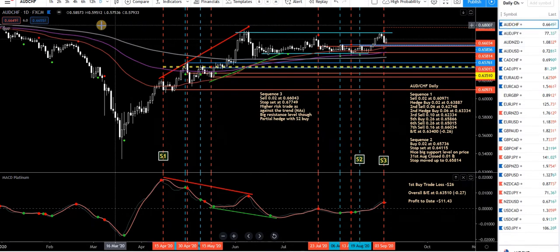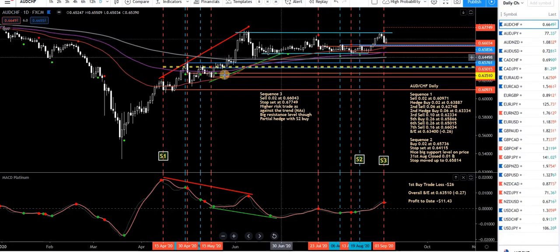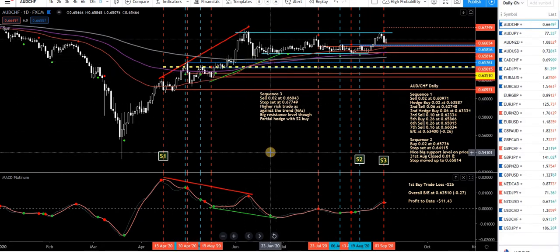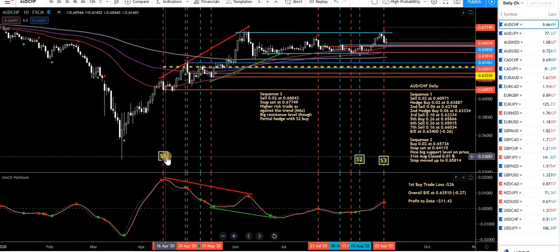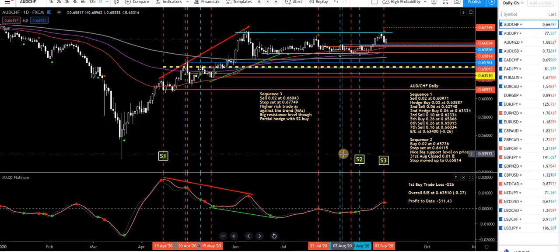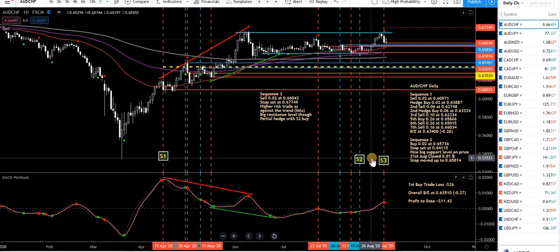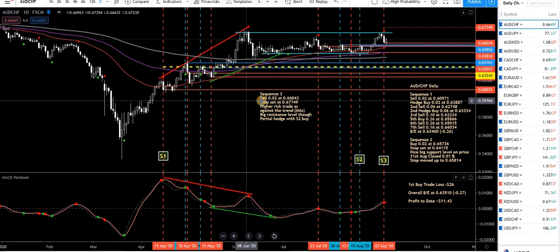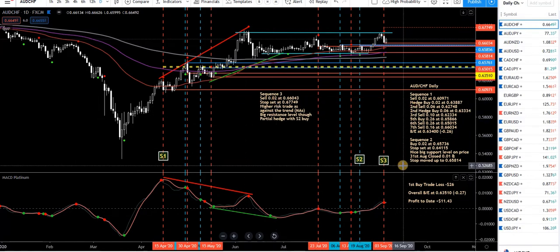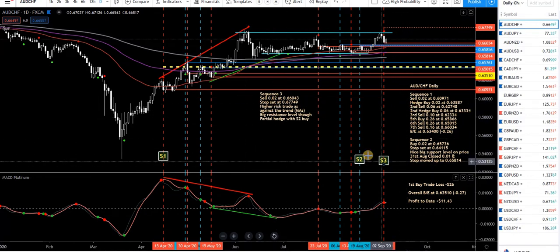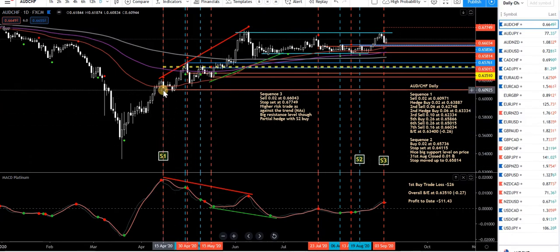So we'll start with Aussie Swiss. These are all daily charts. I'll try and explain things. I've still got old sequences. So S1 means sequence 1, S2 sequence 2, sequence 3, etc. You can see my notes on the charts. Just pause the video and you can read it all. The trades are designated by the red lines for sells, blue lines for buys. You see yellow dashed lines, they're break-even levels, different break-even levels.